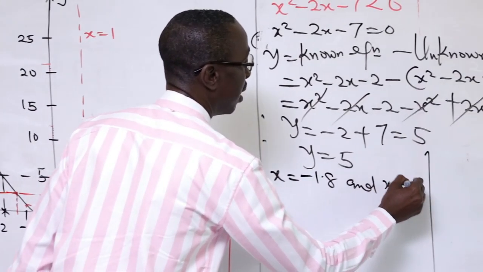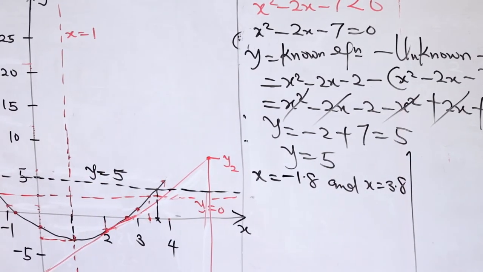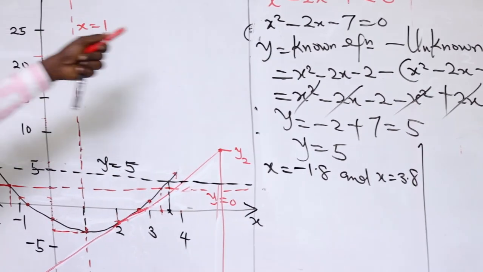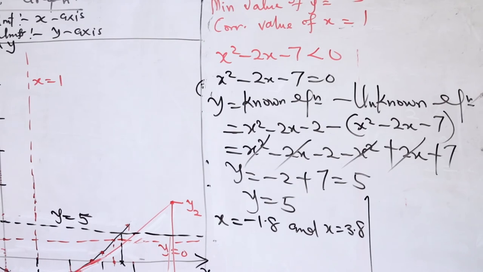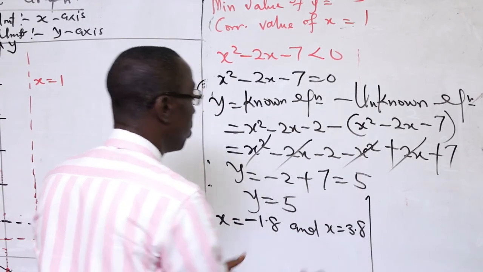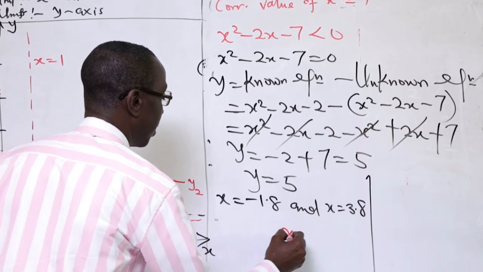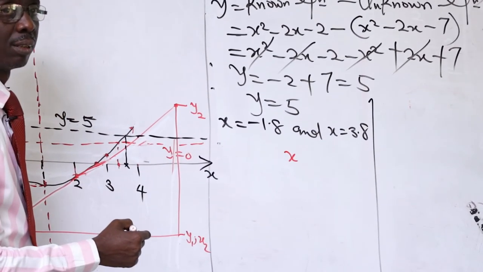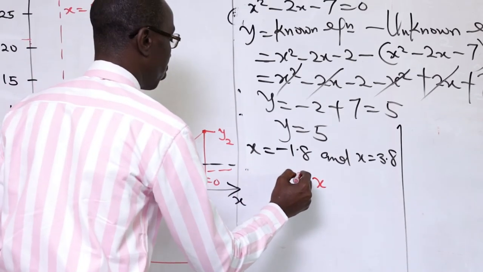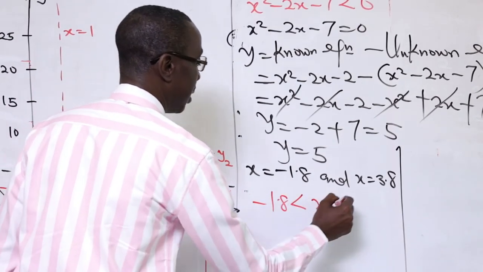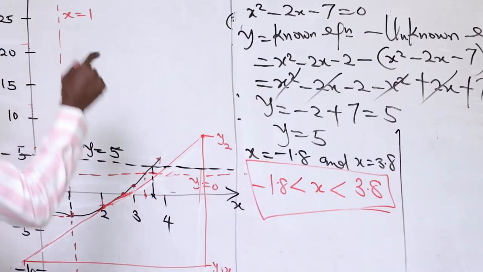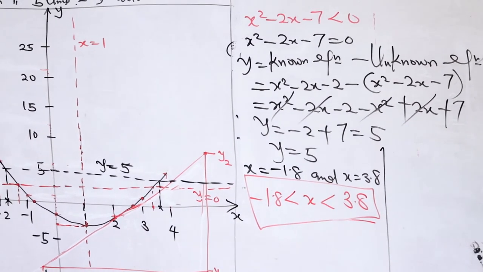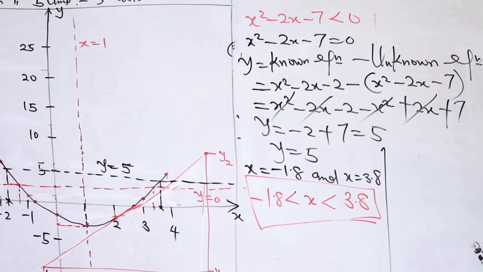But that is not our final position. If you remember, you started from an inequality. So we must put these values in a particular range using the two values we have gotten. Which one is smaller here? So x will be greater than minus 1.8 and less than 3.8. This is the range of values of x for which that is less than 0. Am I communicating? Yes, sir. Am I still communicating? Yes, sir.